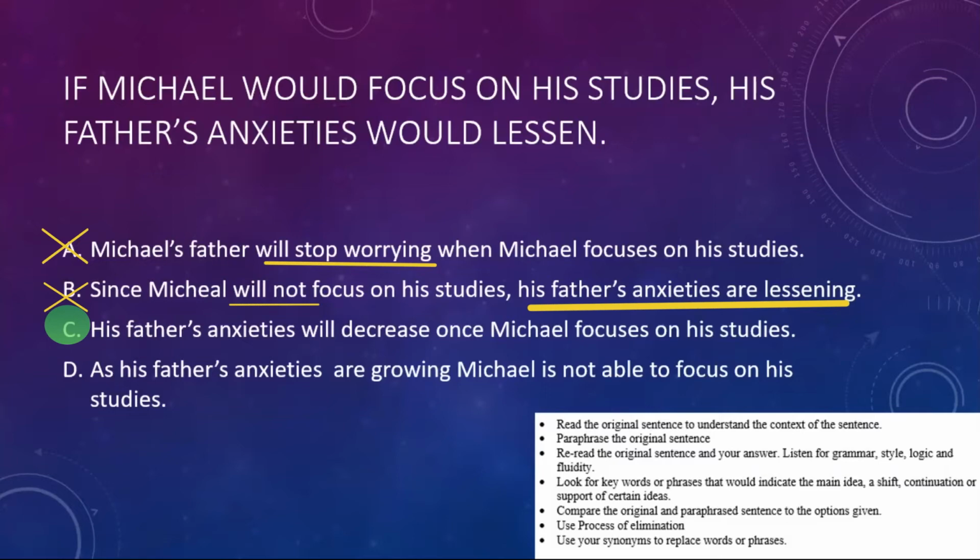Let us look at D. It reads, as his father's anxieties are growing, Michael is not able to focus on his studies. D is also not a viable option.